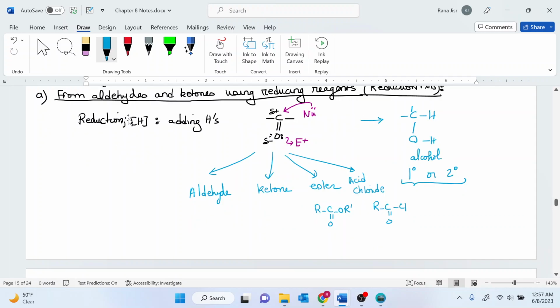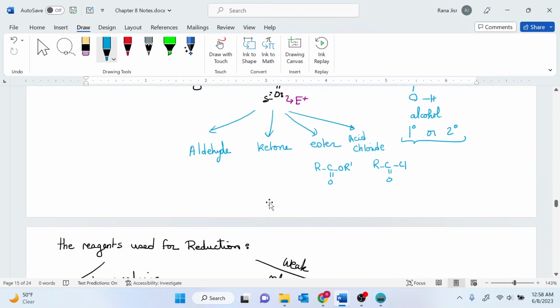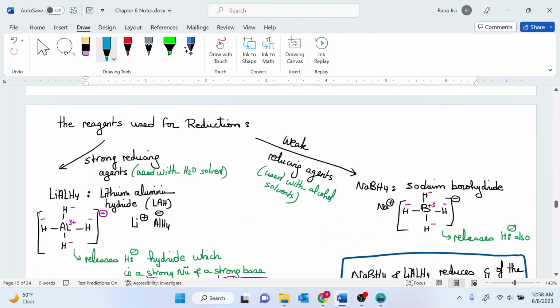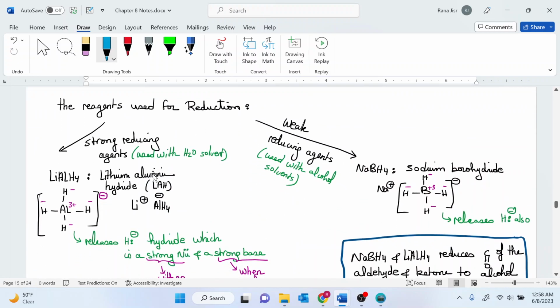Now, reducing agents are classified into strong and weak reducing agents. The strong reducing agents work with all types of carbonyls. The weak reducing agent only works with aldehydes and ketones. So let's have an example of the strong and the weak. The strong reducing agent is lithium aluminum hydride.